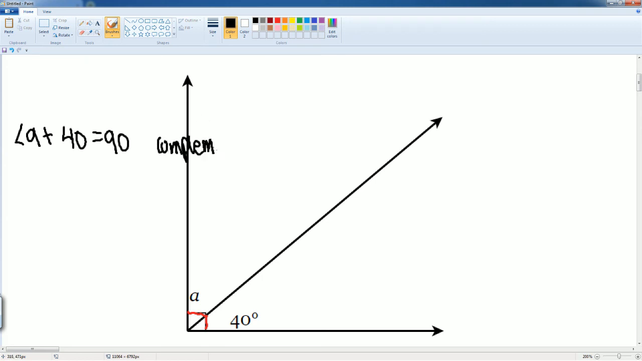complementary. Okay? Because they form 90 degrees. So subtract 40 from both sides, and you get angle A is equal to 50 degrees.